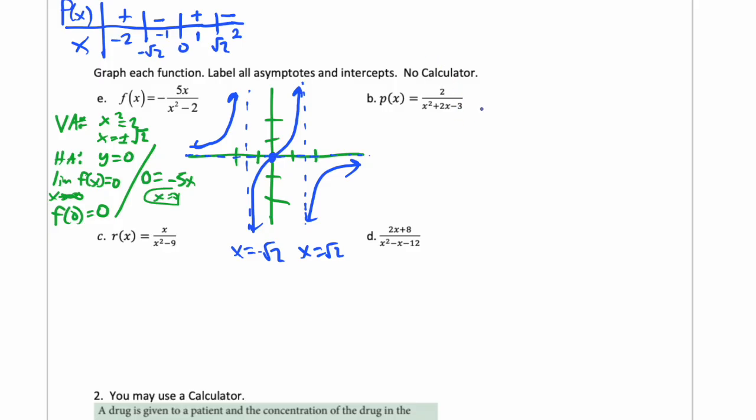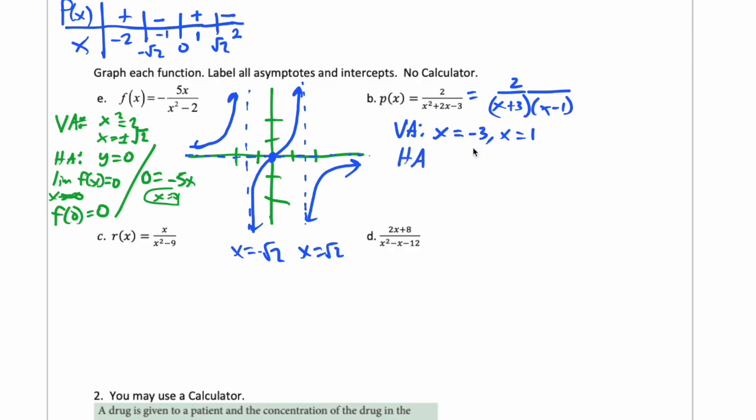Okay, so next one. This one here, you can factorize the denominator. So let's go ahead and do that. 2 over (x plus 3)(x minus 1). Okay, so now we can see what the vertical asymptotes are going to be. It's going to be x equals negative 3, x equals 1.